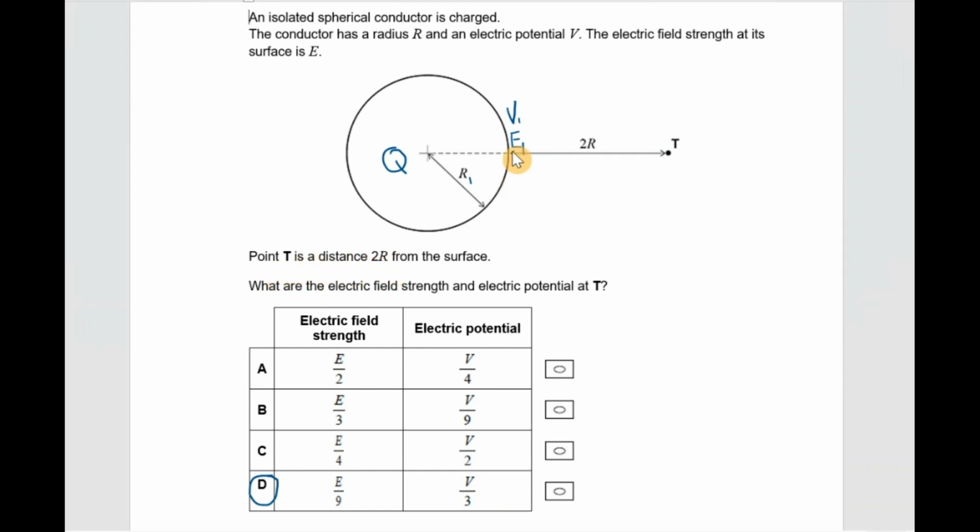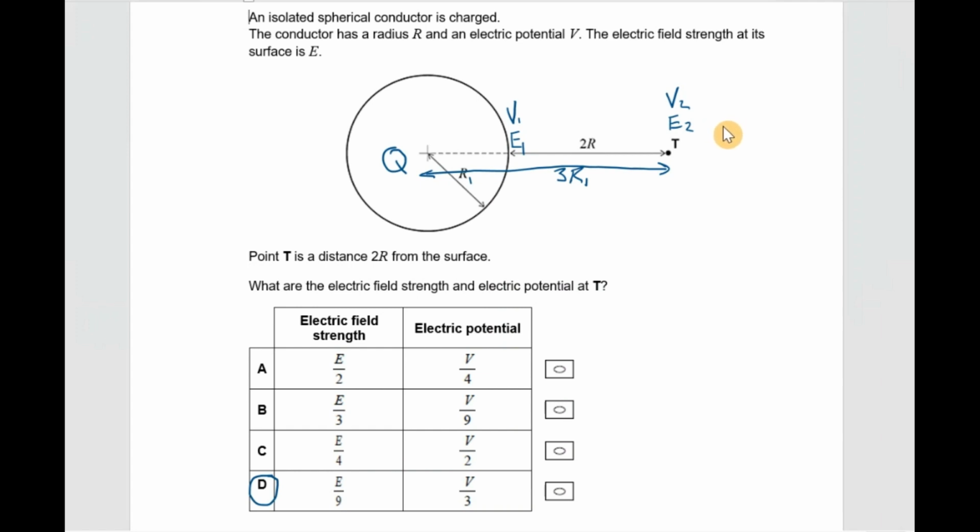Point T is a distance 2r from the surface. What are the electric field strength and electrical potential at T? I'll call those the potential V2 and the electrical field strength E2. A really important thing right from the start: this distance is 2r from the surface, but it's 3R1 from the centre of the charge, and that's the important thing when doing any calculations, how far we are from the centre of the charge.